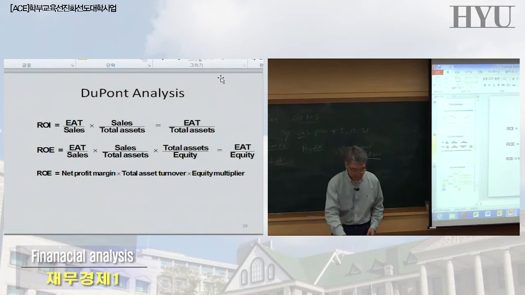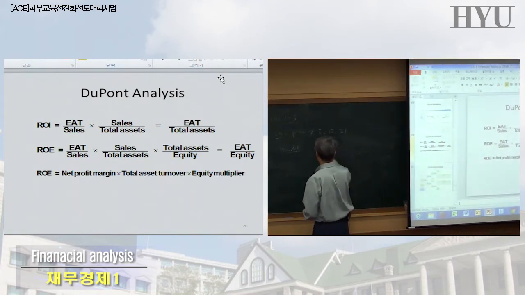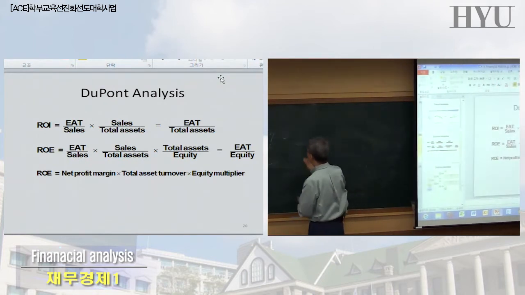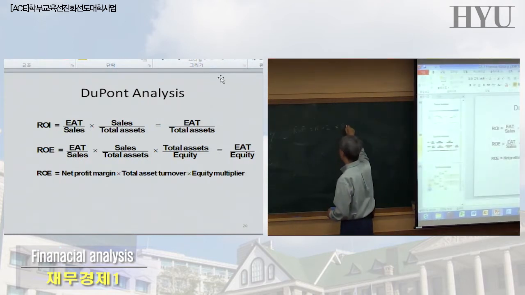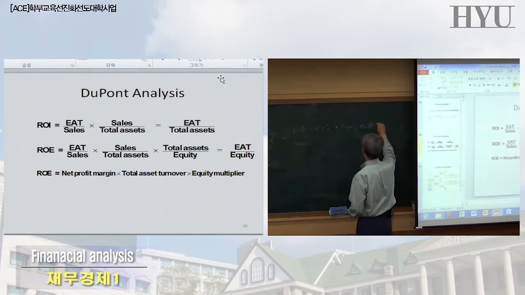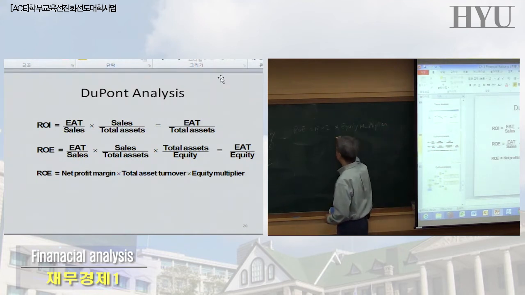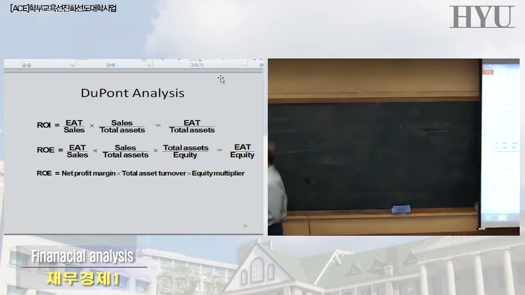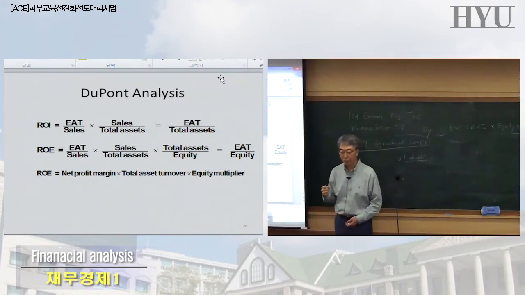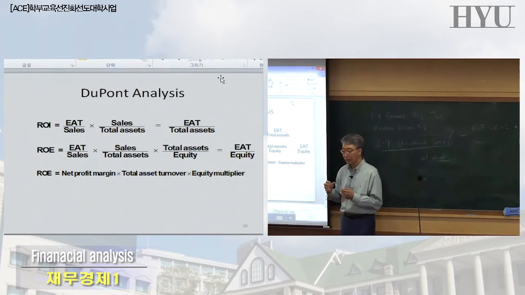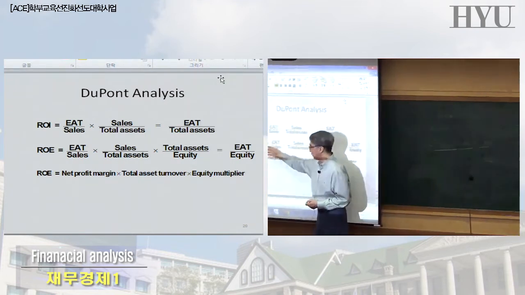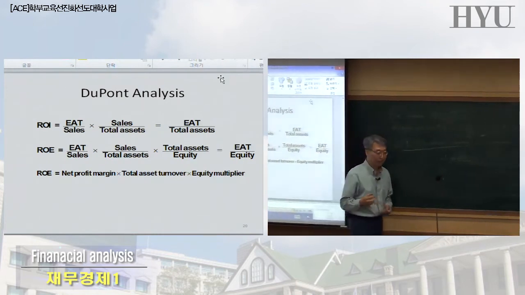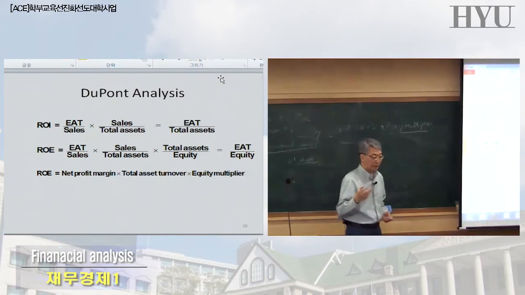So here, we're back to DuPont analysis. ROE is ROI times equity multiplier. Equity multiplier is nothing but total assets divided by the equity. If you remember last class, I used the concept of leverage. The more you borrow, it's easier to increase ROE. The return on equity can be artificially increased by borrowing more and more.